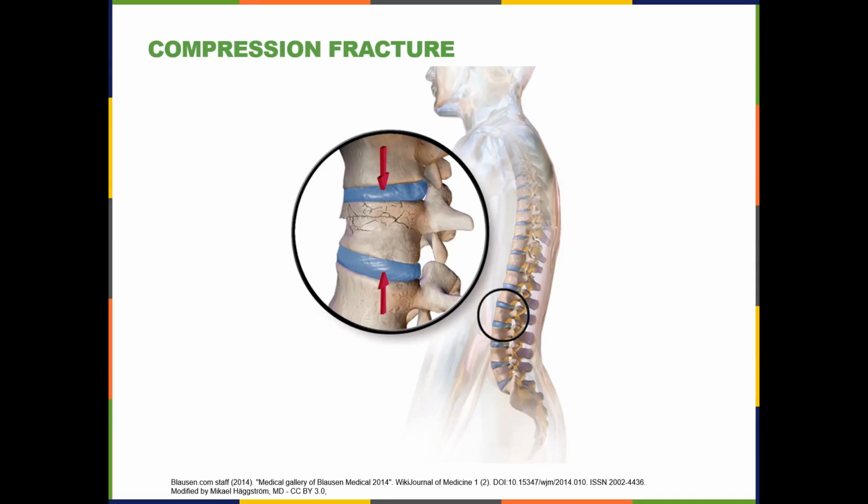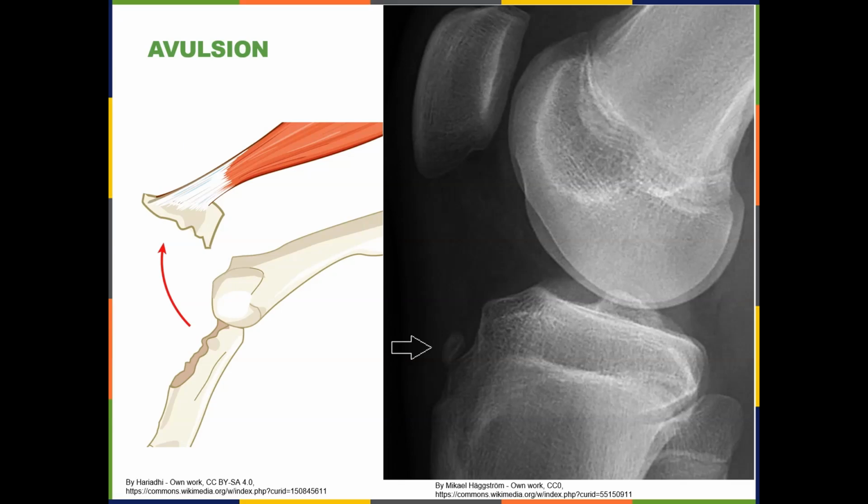A compression fracture is when a bone is crushed. Typically, this affects the bodies of the vertebrae and is much more common in patients with osteoporosis. An avulsion is a fracture that occurs when a tendon or ligament tears a fragment of bone away.